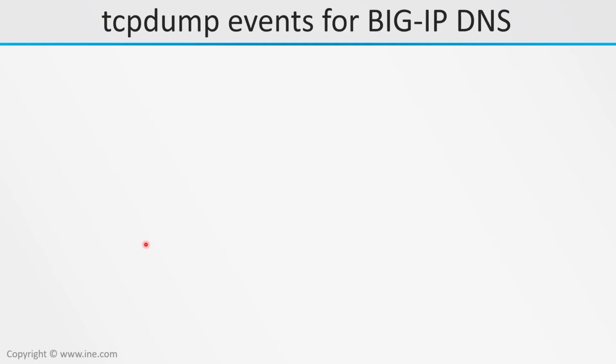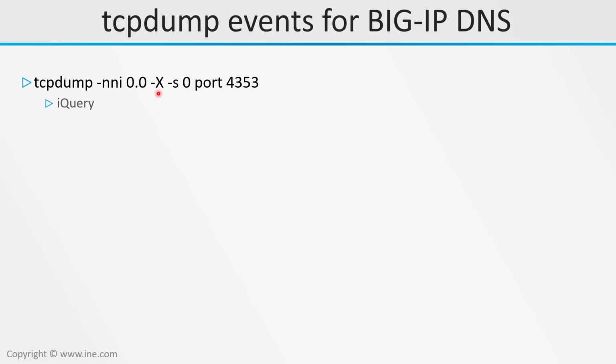Okay, so now let's take a look at tcpdump events for BIG-IP DNS. Take a look at the first one, tcpdump -nni. The first n is not resolving IP addresses to names. The second n is not resolving ports to names. The -i indicates what interface you'd like to collect on. In this case, 0.0, we're going to use all data ports on the BIG-IP platform.